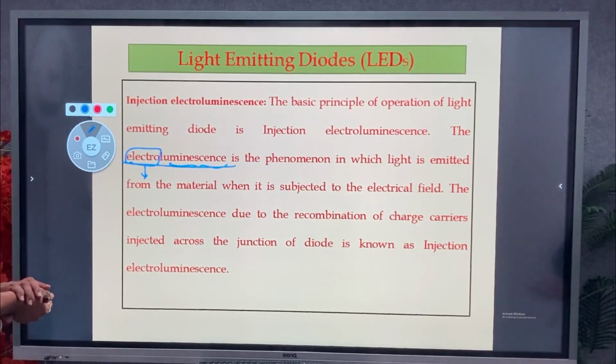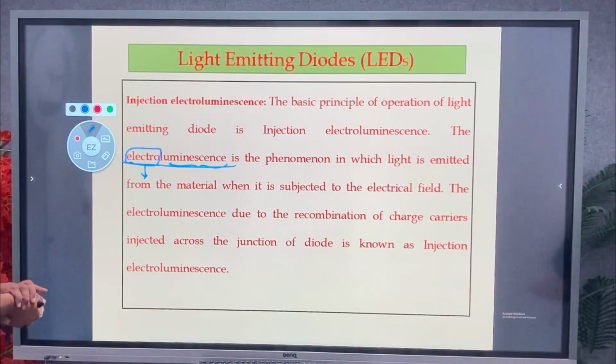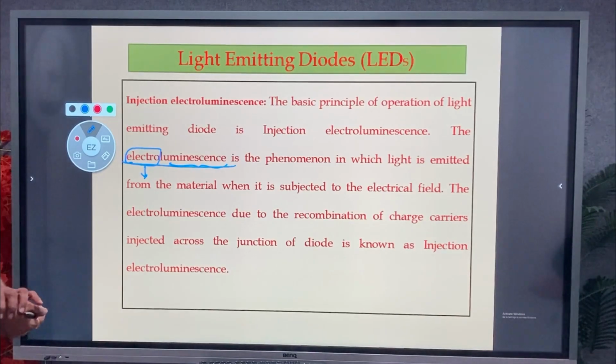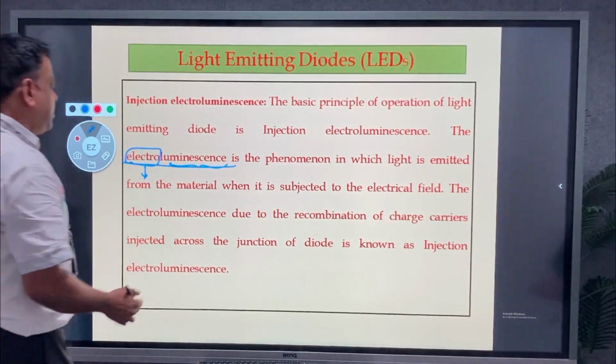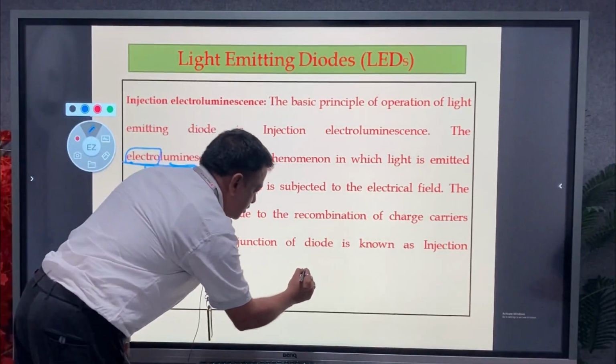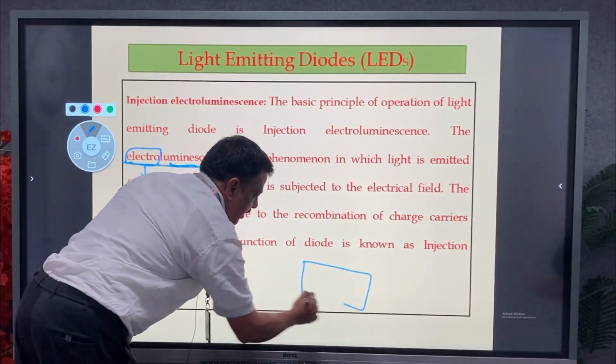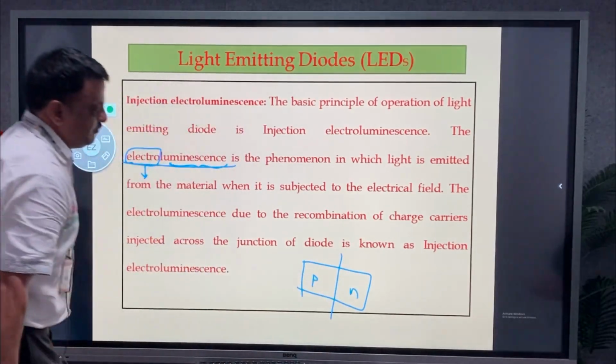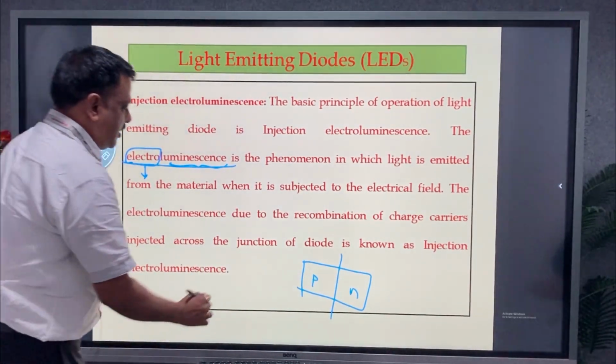The electroluminescence due to the recombination of charged carriers injected at a junction diode is known as injection electroluminescence. What is the meaning of injection electroluminescence? Suppose we consider a PN junction diode. This is the P region and this is the N region.